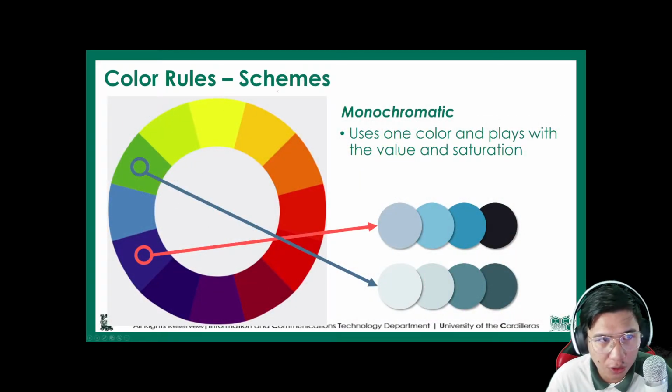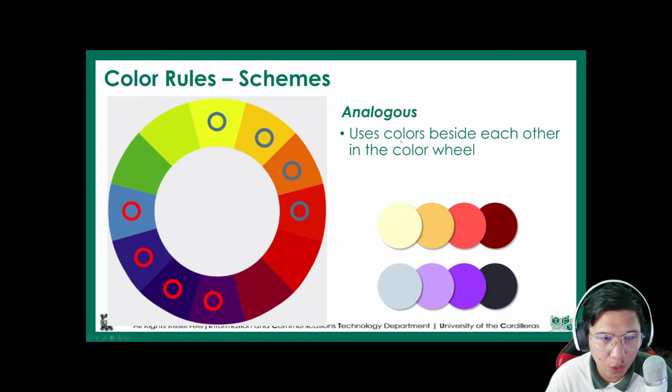We also have color schemes, different color schemes using the color wheel. We have monochromatic, where it uses one color and plays with the value and saturation. So, for example, we have the green, we have the purple. Kapag nag-add ka lang ng gray dyan, kapag nag-add ka lang ng white dyan, yun yung monochromatic colors. We also have analogous. It uses colors beside each other in the color wheel. So, for example, ito, yellow, the yellow-orange, the orange, and the red. Yan. So, yun yung mga analogous colors natin.